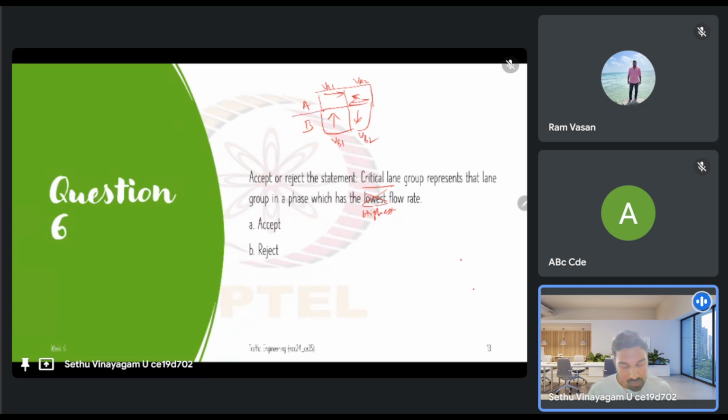So for each phase we'll have a critical lane group. Okay, separate for each phase we have to analyze separately. So in this case we have VA1 and VA2. The maximum of these two, let us say it is VA2, so this particular lane group will be the critical one out of all the different lane groups in that particular phase. Again here, if VB2 is greater than VB1, this will be the critical one, right? So that is how the critical lane group is defined. Okay, so in each phase, whichever lane group has the highest flow rate will be designated as the critical lane group. Therefore, we reject the given statement.